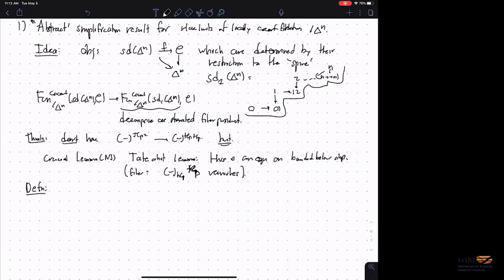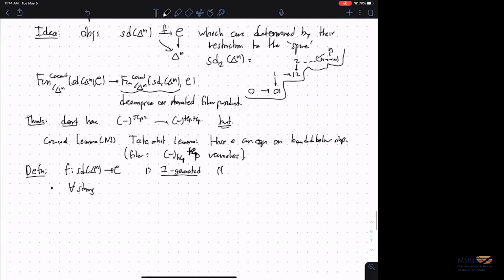So it goes as follows. I want to find the objects determined by the restriction to the spine. So I say F from the subdivision of delta n to C that preserves locally co-Cartesian edges is one generated if the following criterion is satisfied. So this probably will not make too much sense, but I'll just state it without so much explanation. If I look at the string i to i plus k, including into i to i plus 1, i plus k, then if I take this edge and label it E, that string inclusion is sent to an equivalence in C. So really this is, of course, in the fiber over i plus k.